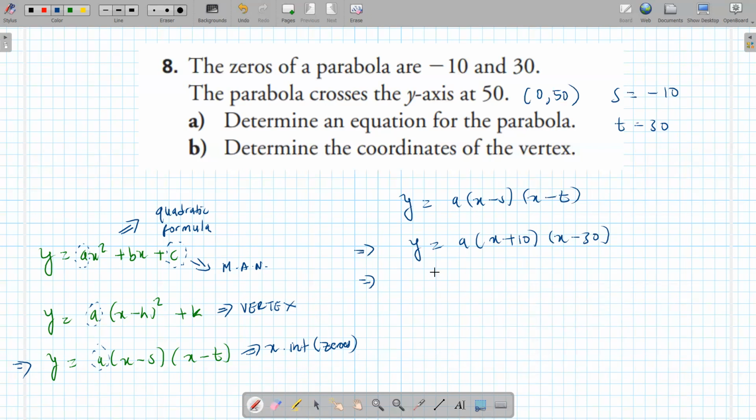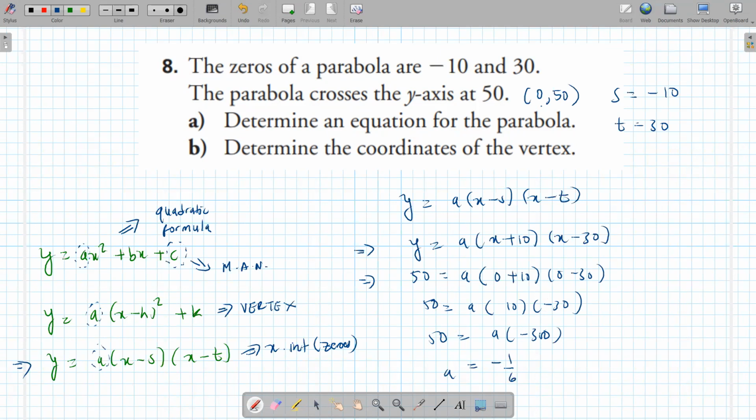So what we do is we replace our y and x with this coordinate to find the a value. So y is equal to 50. The a value is what we're looking for. The x value is 0, so it becomes 0 plus 10, 0 minus 30. So this becomes a times 10 times negative 30 equals 50. So that's a times negative 300 equals 50. Divide both sides by negative 300. 50 over 300 is 1 over 6. So negative 1 over 6 is your a value.